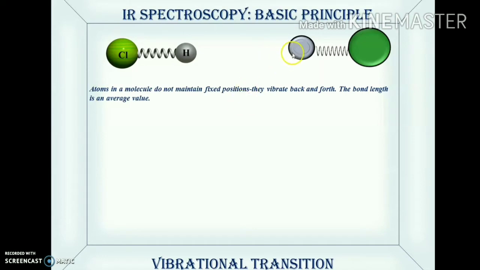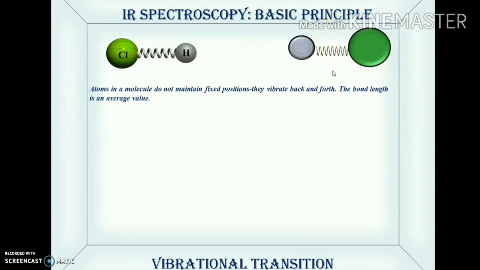So when this atom is vibrating back and forth, a slight change in the bond length is taking place. One time it decreases, the other time it increases, or let's say comes back to its original position. That is why the technical term bond length, which we had been learning up till now, actually gives us the average value of the length of the bond between any two respective atoms.